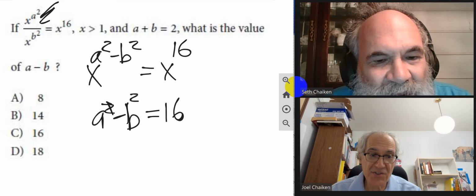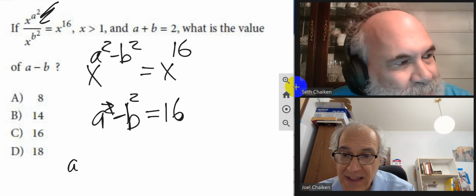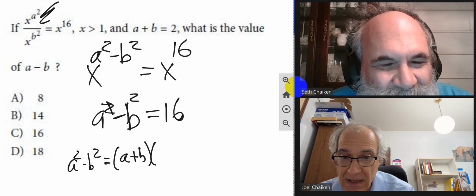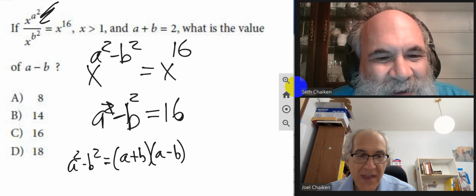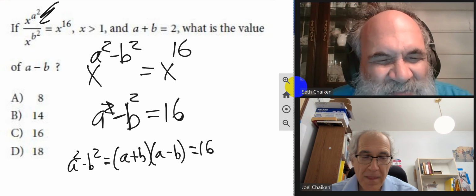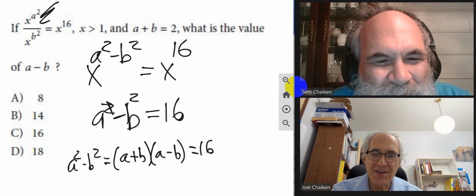This is called the difference of two perfect squares. I'm sure everybody has seen it. You do have to remember that the difference of two perfect squares, when you factor it, is a plus b times a minus b. Did I say plus? Bad me. You have to watch the difference between adding and multiplying.